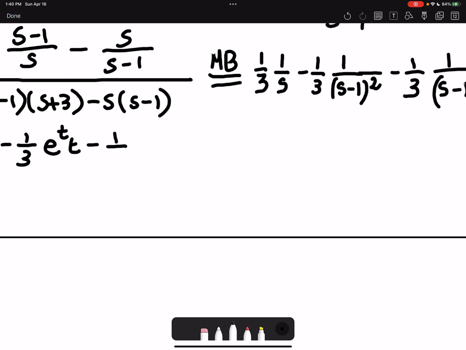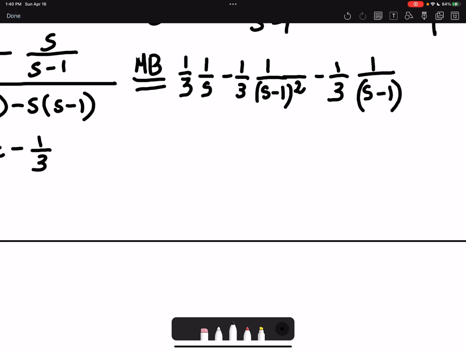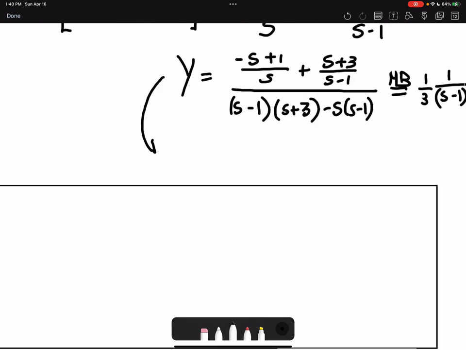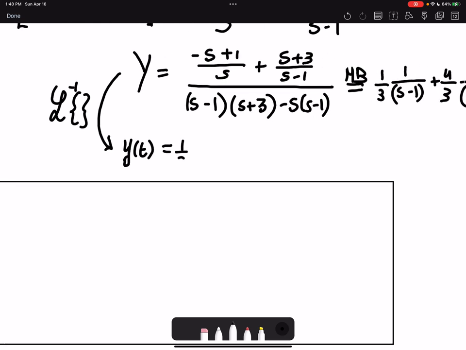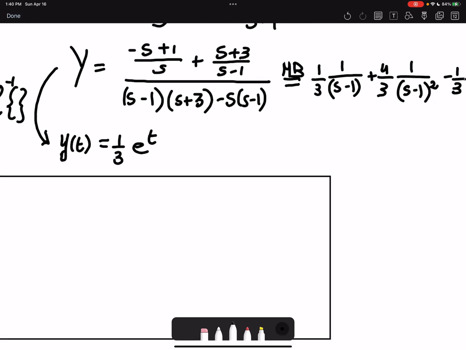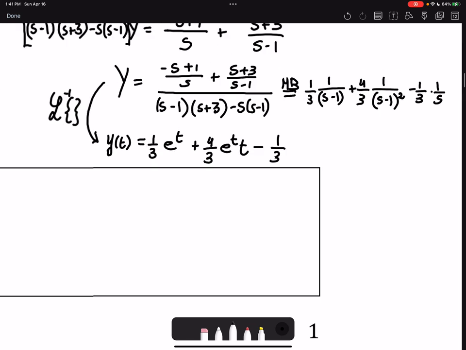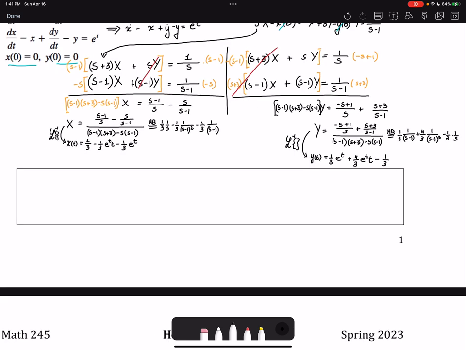And then we have minus 1/3. These are still all the constants that we bring out. E to the t. And then we need to look at this one and apply the Laplace inverse here. We're going to get the small y of t is going to be equal to 1/3 e to the t plus 4/3 e to the t times t minus 1/3 times 1. So these should be our two answers.